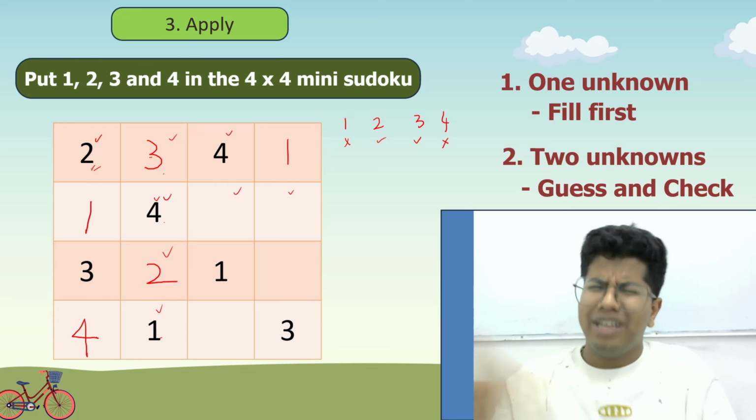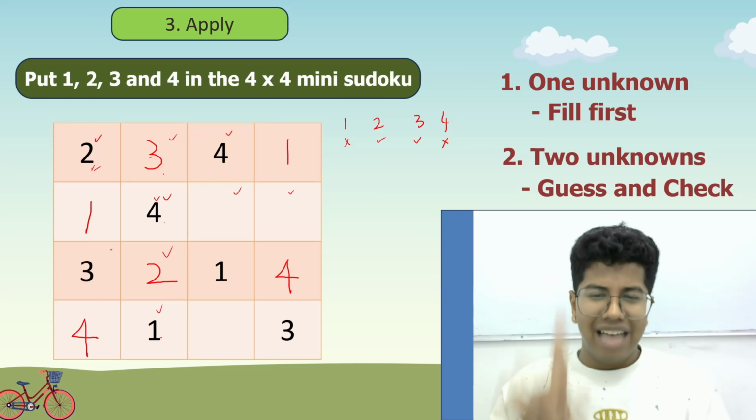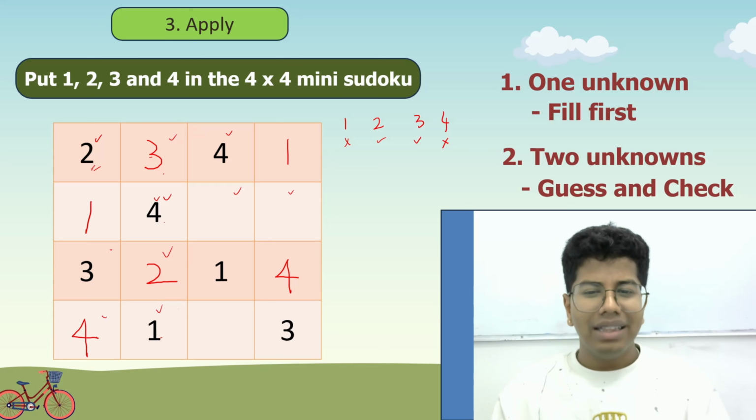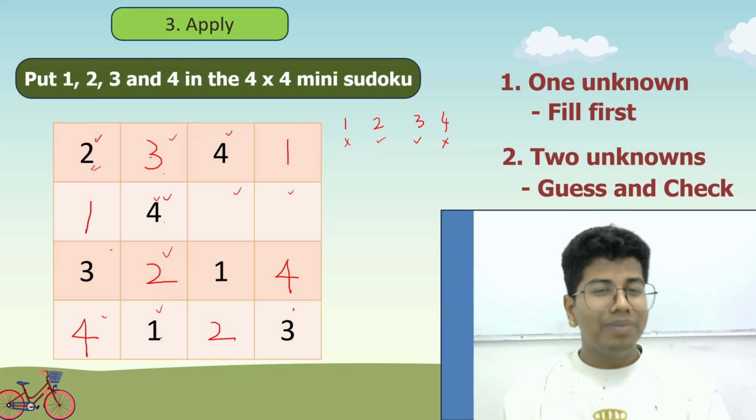Let's just find out if there's 1 unknown here. So, here, 3, 2, 1. The only number I can put is? Lovely. Just 4 that is here. And now, lastly, it's 4, 1, 3. So, the only number I can put here is just 2.